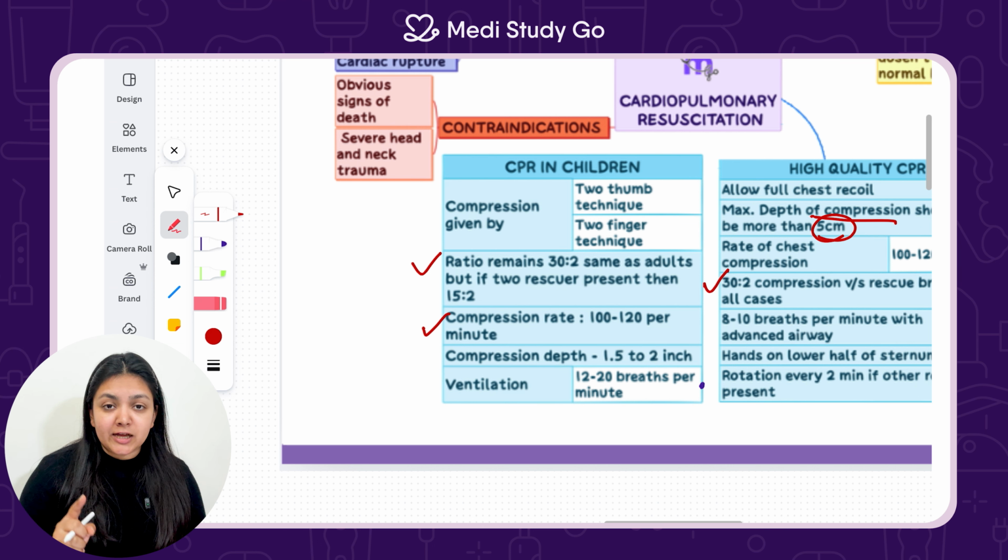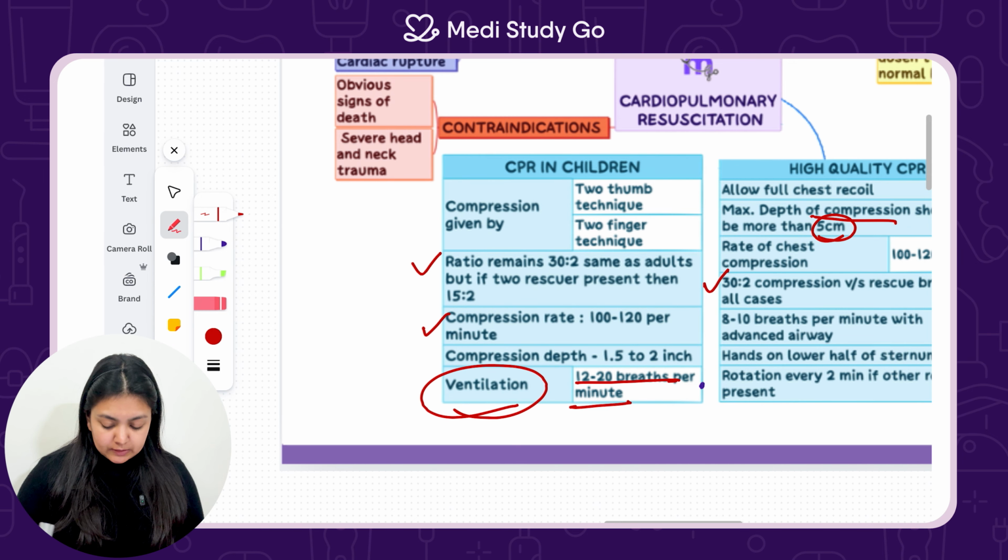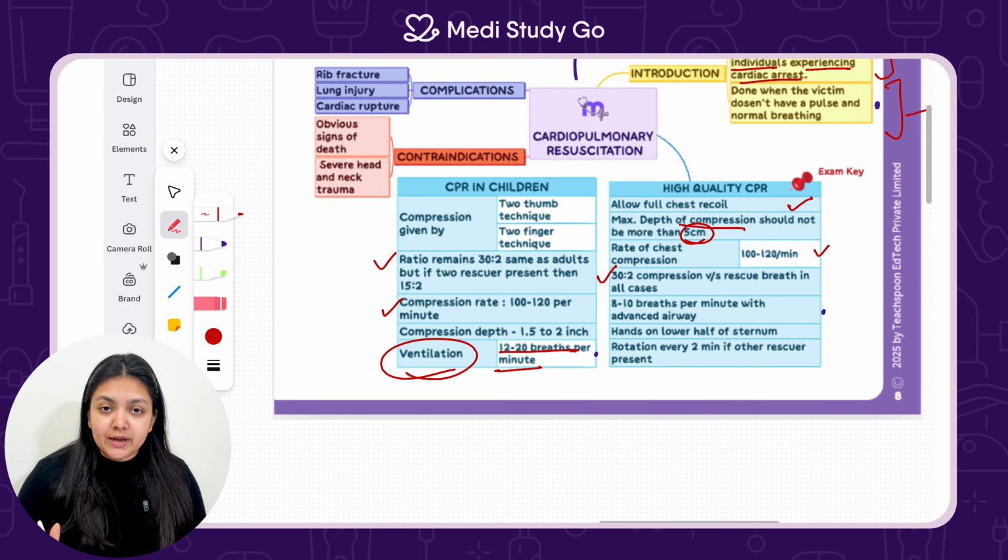But the catch is that the ventilation rate for children varies. Ventilation rate is more. Children need more breaths per minute, which is 12 to 20 breaths per minute. So the ventilation rate applies when the circulation is fine but breathing is not happening, and you need to give these many breaths to revive the patient.